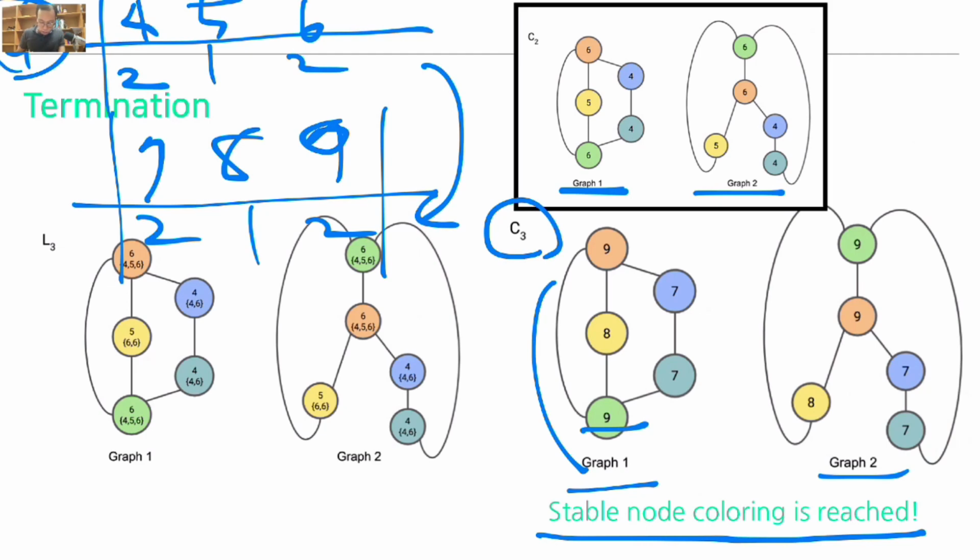So here we use the stable node hashed label from the final iteration. We stop learning, and we see whether the two graphs are different or not by looking at their actual hashed labels. So in this case, two lines are connected.